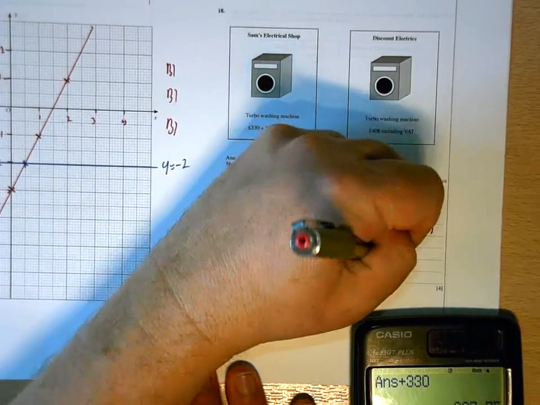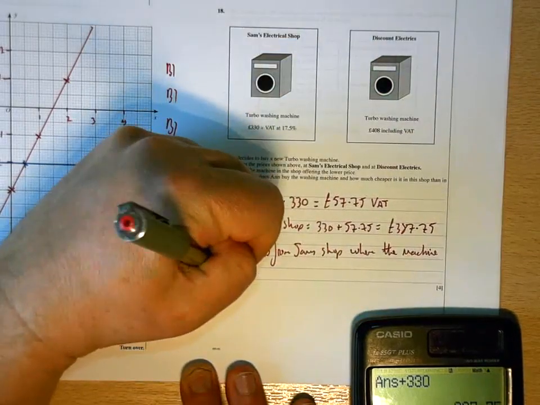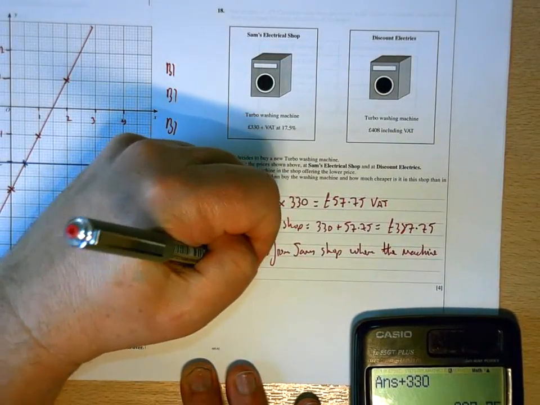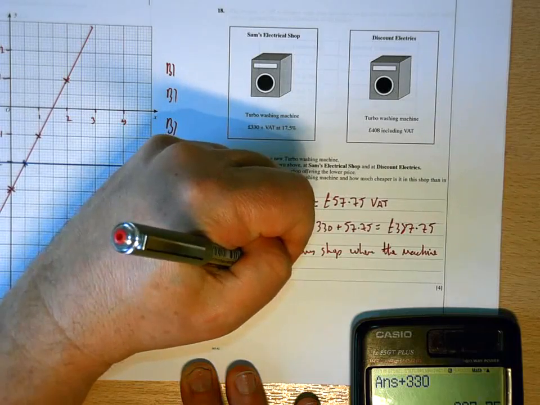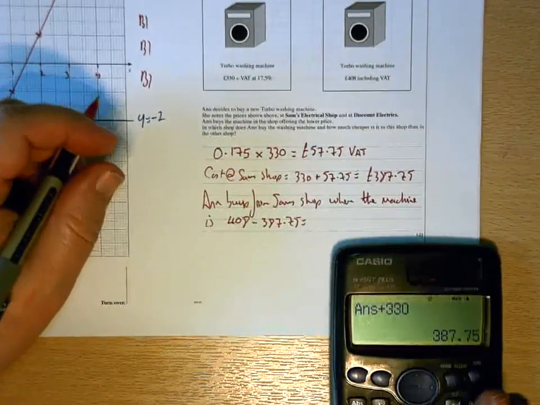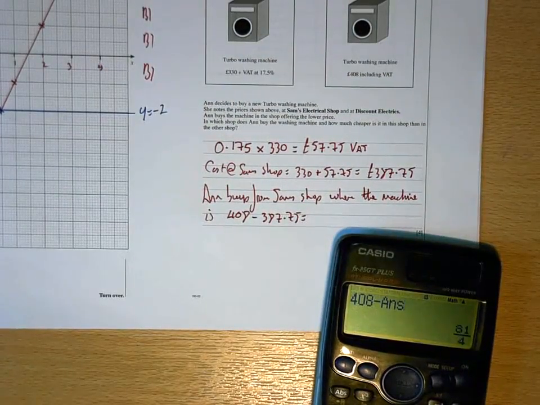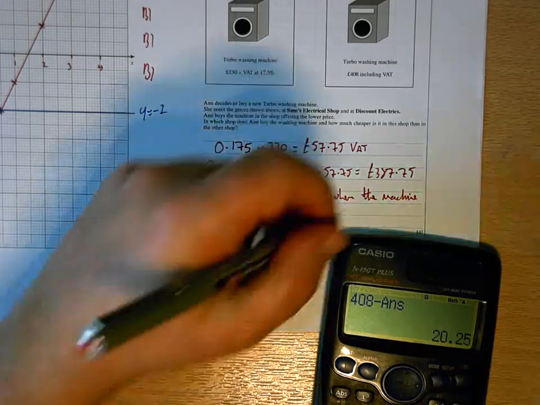where the machine is 408 take away 387.75, £20.25 cheaper.